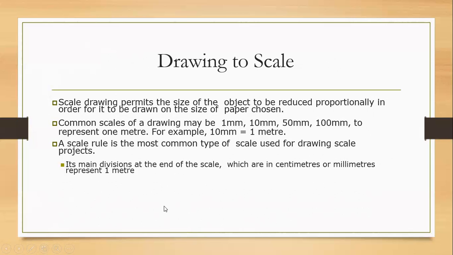A scale rule is the most common type of scale used for drawing scale projects. So the scale rule is like your bar, that bar scale. Most of you should be familiar with those bar scales. All right. So that's typical of what might be used on a map, on one of these drawings, sorry. And its main divisions at the end of the scale, which are in centimeters or millimeters, usually represent 1 meter, just like we looked at right here in this point here.